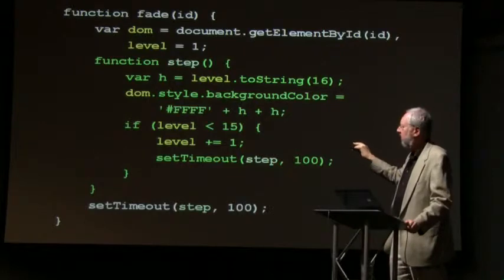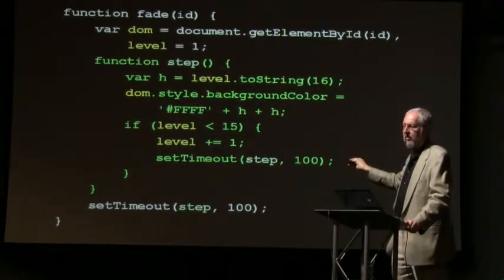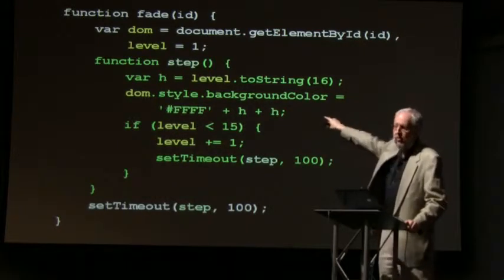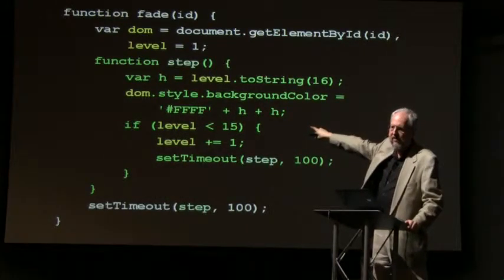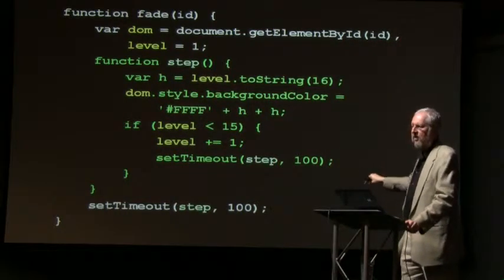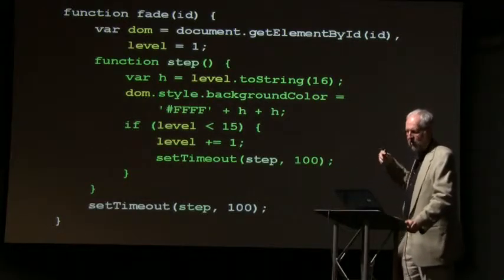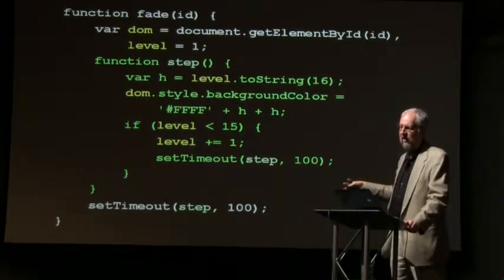It then looks at level, and if it's less than 15, which it will be at this point, it will add 1 to it. It's adding 1 to the level variable of the fade function that's already returned. And then it will call set timeout, and in a tenth of a second, we'll do this again, and we'll keep doing it until eventually we reach 15, and then we stop.